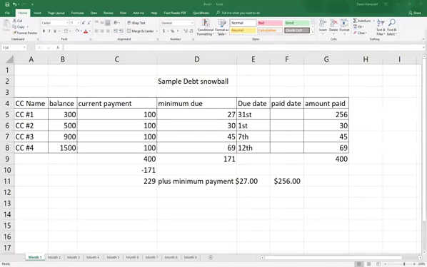So what I've done here is I've taken the difference. So you've got $400, and then the minimum due is $171. So the difference is $229. And then I'm going to add in the minimum payment for my first card, which is the $27. So my payment now, instead of putting $100 on each, I'm going to put $256 towards the first bill. That's in row 5. And then the minimum payment is going to be paid on the other 3 cards.